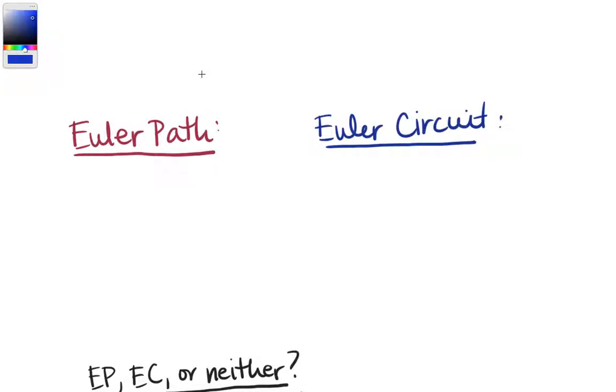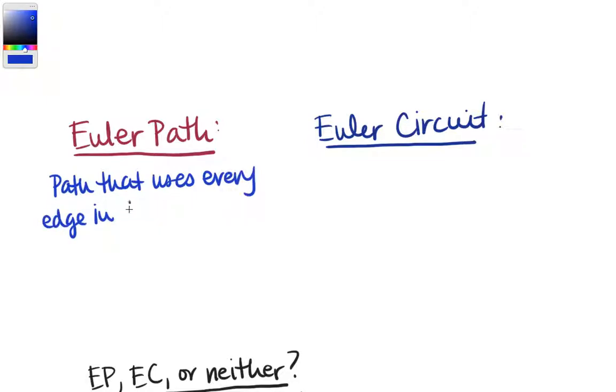Hello everyone, today we're going to talk about the difference between an Euler path and an Euler circuit in a graph. So first, an Euler path is going to be a path that uses every edge in the graph exactly once.